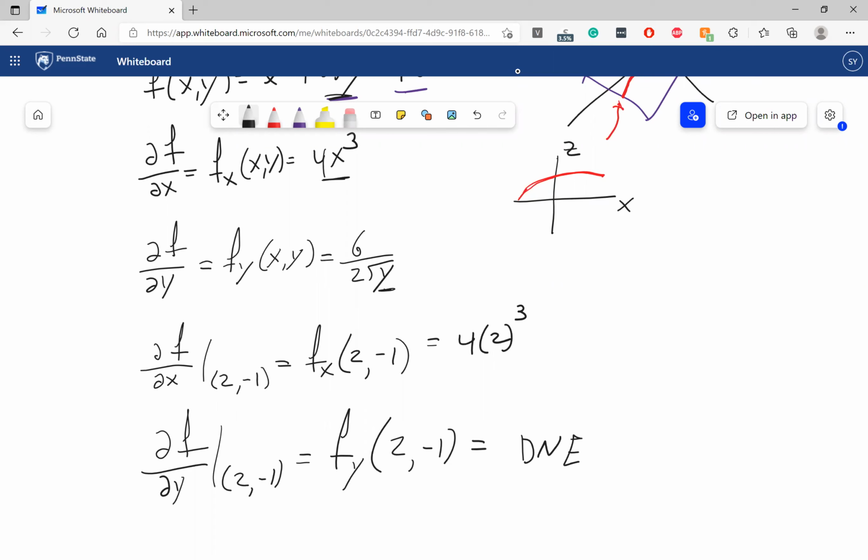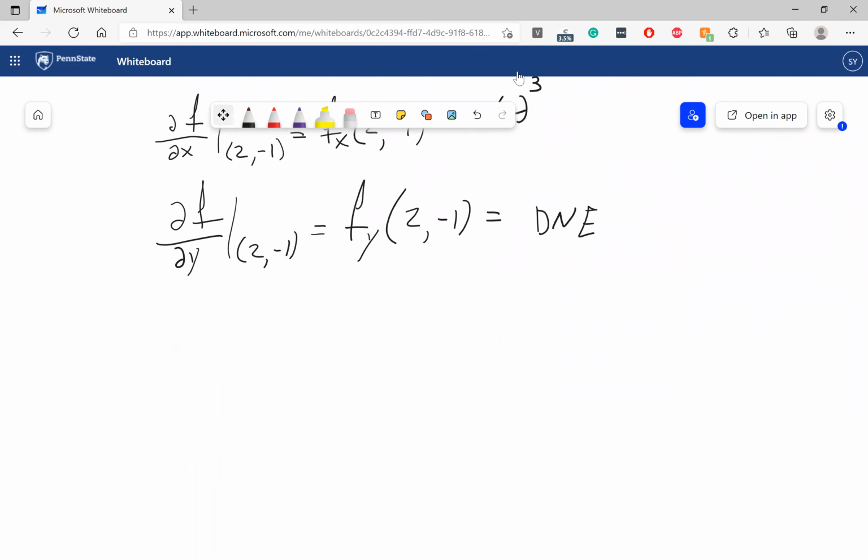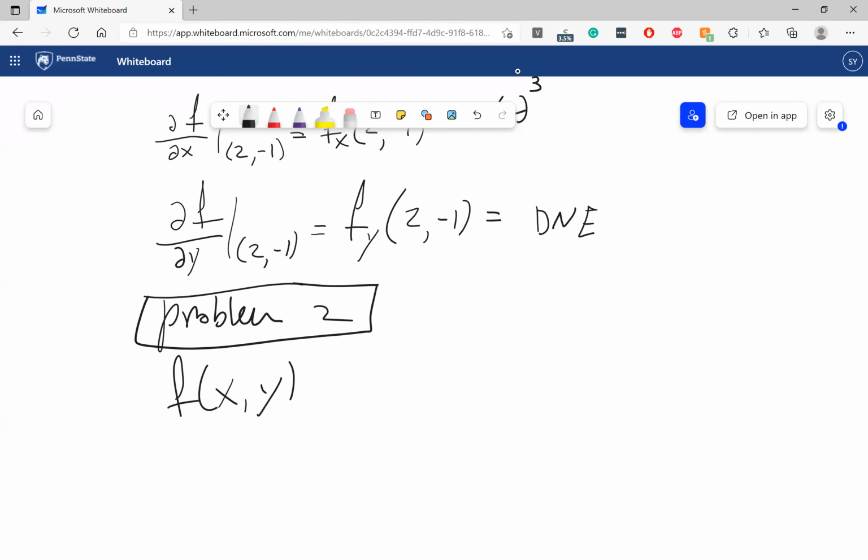Does that make sense? Yeah, can you go over how to do it where there's a constant where they're combined? So can you give me a function? I mean f of x y. One second, problem 2. Sorry, I'm trying to find the example. Does anyone have some problem that they want to do, some function?